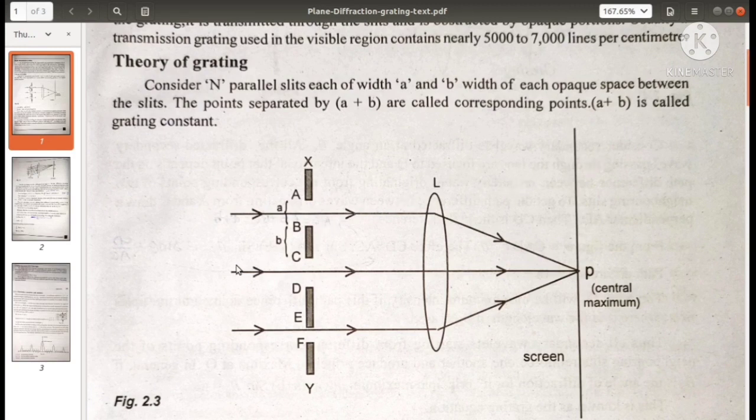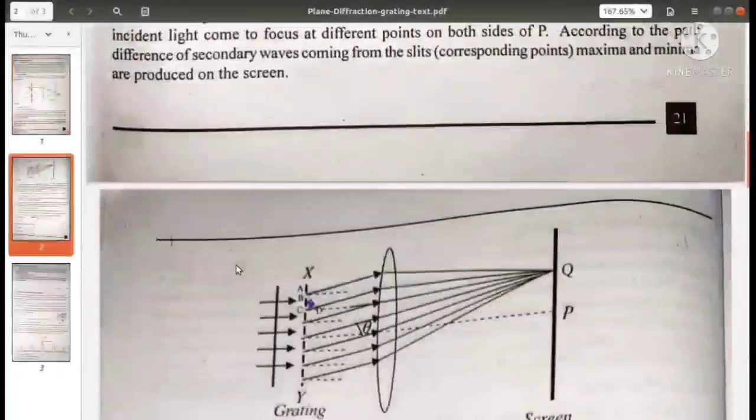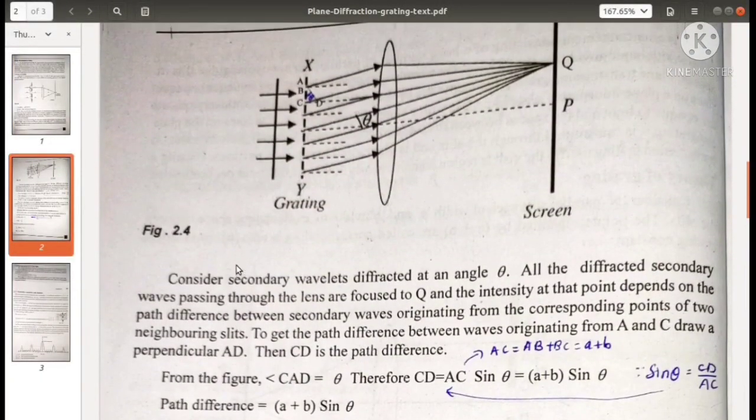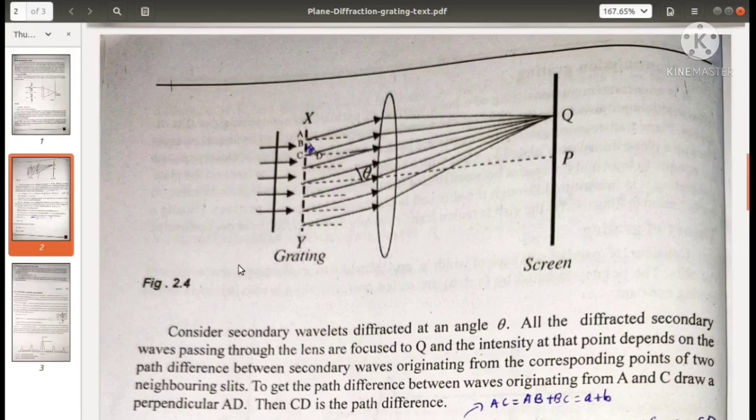For this, let's look at the second figure. Here we are considering the light coming from the first two slits, traveling in a direction making an angle theta with the straight direction. So at this point, what will the brightness be, whether maxima or minima?